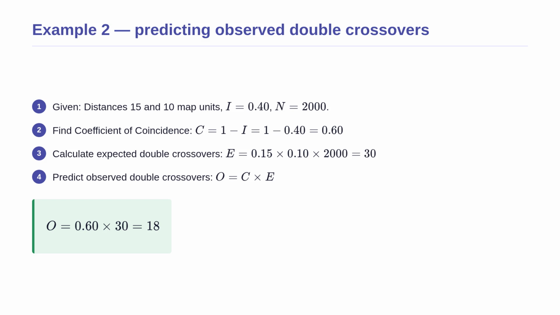First, we use the given interference to find the coefficient of coincidence by subtracting 0.40 from 1, giving us 0.60. Next, we calculate the theoretical expected double crossovers by multiplying the decimal probabilities, 0.15 and 0.10, by the 2,000 flies. This gives an expectation of 30. Finally, we multiply this theoretical expectation of 30 by our coefficient of coincidence, 0.60. The result is 18, meaning the researcher will realistically observe exactly 18 double crossover flies.